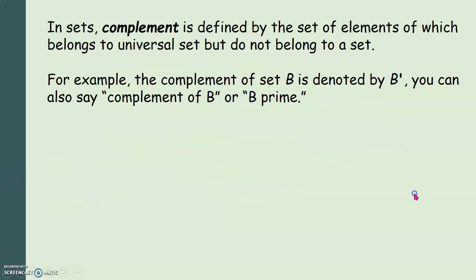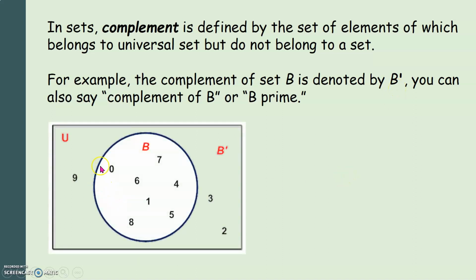So recalling, we know that in sets, the complement is defined as the set of elements which belong to the universal set but do not belong to the given set. For example, the complement of set B is denoted by B prime. This is read as B prime, or the complement of B.